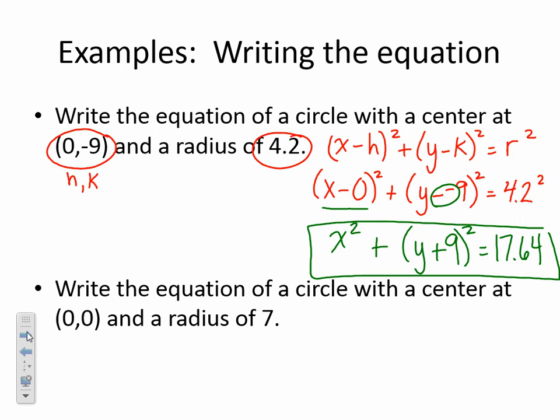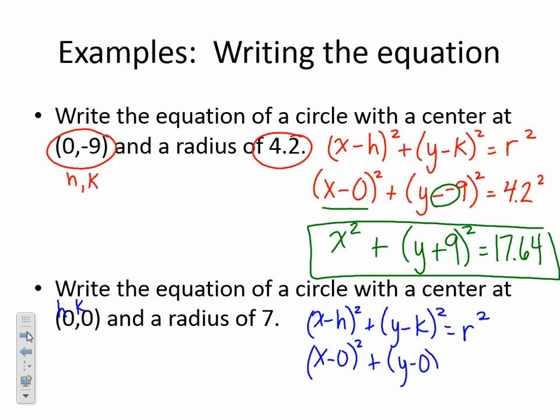So we would do the same thing on this next one. Write the equation of a circle with a center at (0, 0) and a radius of 7. So we would start again with the general form, x minus h squared plus y minus k squared equals r squared, and then we'll go ahead and plug in what we know. The h and the k are the coordinates from the center, so it would look like x minus 0, because that's the h, and then y minus 0, because that's the k, and then the radius was 7 in this case, so we'll plug that in. And again, if we simplify, x minus 0 is x, so that is x squared.